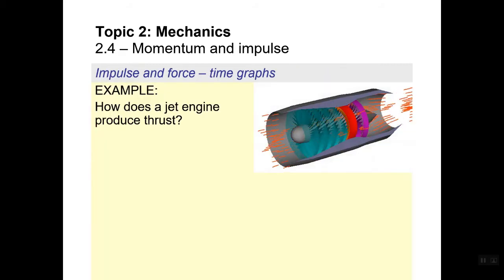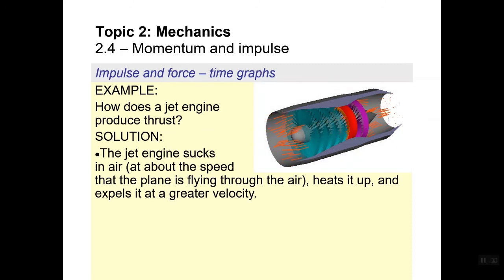Let's take a look at how a jet engine produces thrust. A jet engine sucks in air at about the speed that the plane is flying through the air, heats it up, and expels it at a greater velocity. When heated up, the velocity of course increases.